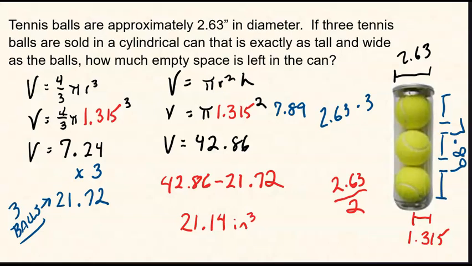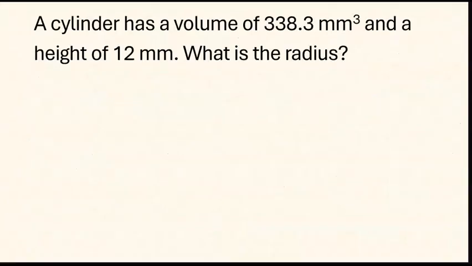This word problem is not contrived or made up. It is something that somebody would actually do. Alright, let's take a look at the next example. In this case, we have a cylinder that has a volume of 338.3 and a height of 12. What is the radius? So now we are going back as we did to part 3. We're going to do a similar problem here, but unfortunately we're not given nice numbers.